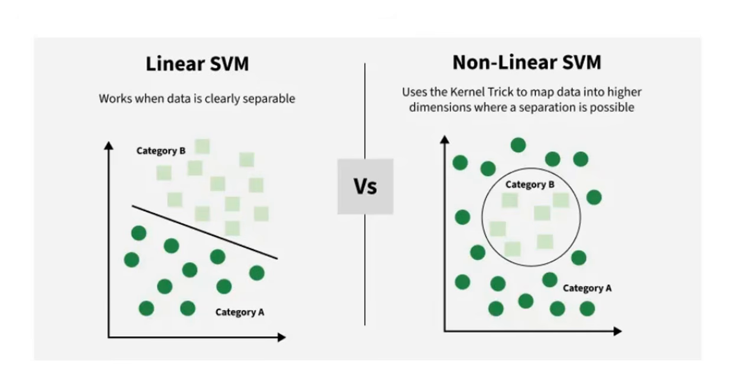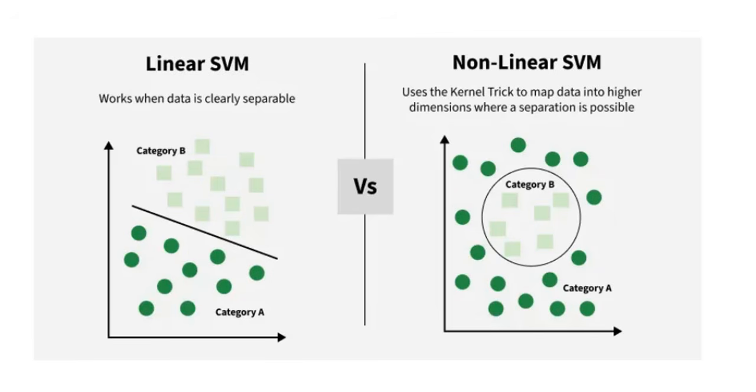The margin is the distance between the decision boundary and the closest data point from each class. The data points that are closest to the decision boundary are called support vectors. And these support vectors are extremely important because they determine the position and orientation of the optimal decision boundary.